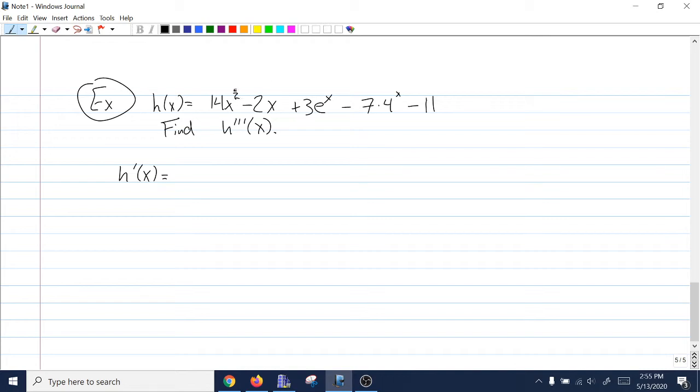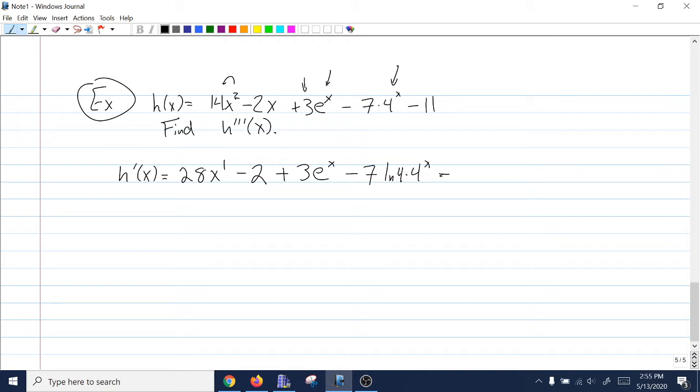14x squared, this is the power rule. The 2 falls down on the 14. 14 times 2 is 28. My new power is 1. Derivative of 2x is the number 2. 3 is a constant out front, stays out front, and the derivative of e to the x is e to the x. So 3e to the x is also its own derivative. This one's rougher. 7 is a constant out front, stays out front. What's the derivative of 4 to the x? It's ln 4 times 4 to the x.